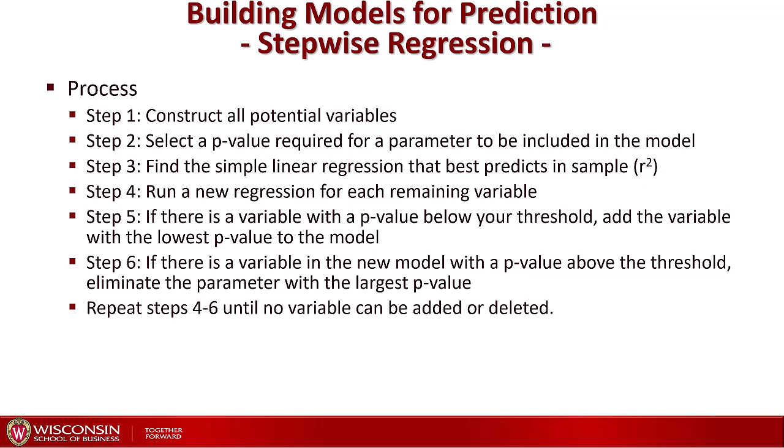Then we'll run a regression for each of the other variables, and if one can be included, we'll add it because it has a low p-value. If at the same time there is a variable that's already in the model that starts having a p-value that's too high, we'll remove it. And then we'll repeat steps 4 to 6 until we cannot add or remove any variable.